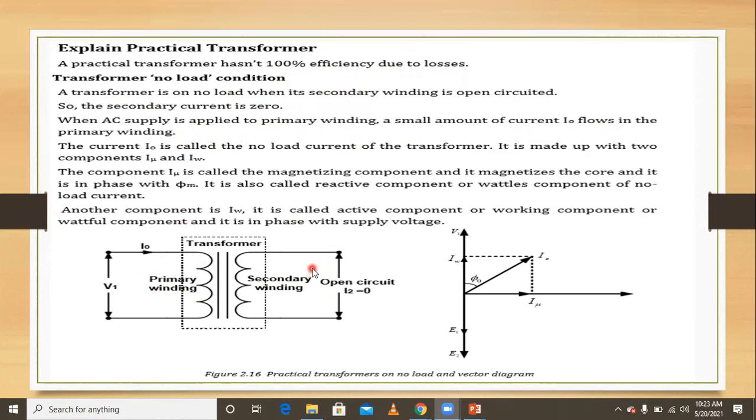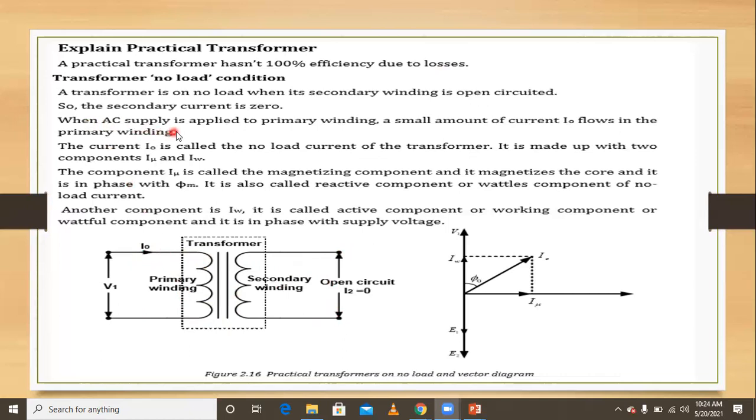If I2 is equal to 0, then since I1 is proportional to I2, I1 would also be 0. But that is ideal, and this is not an ideal transformer. It's a practical transformer, so it has some losses. Because of that, a small amount of current passes through the primary winding of the transformer even under no load condition, when the load is switched off. That small current is called the no load current.